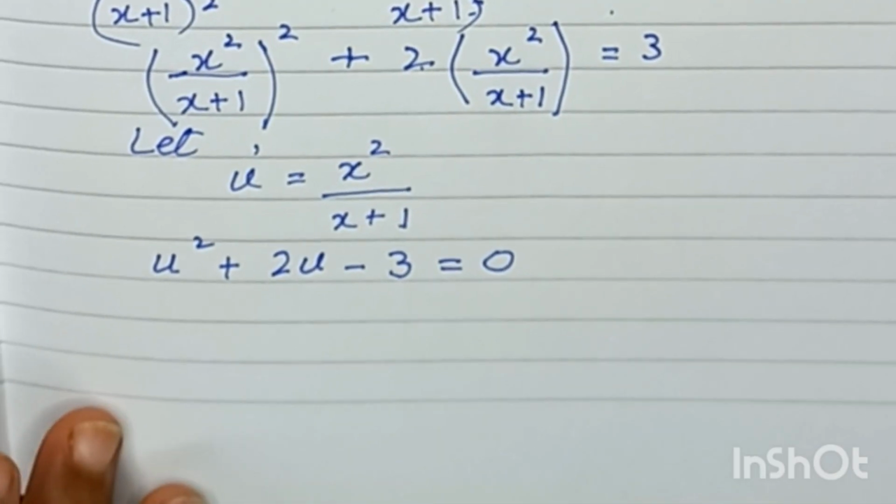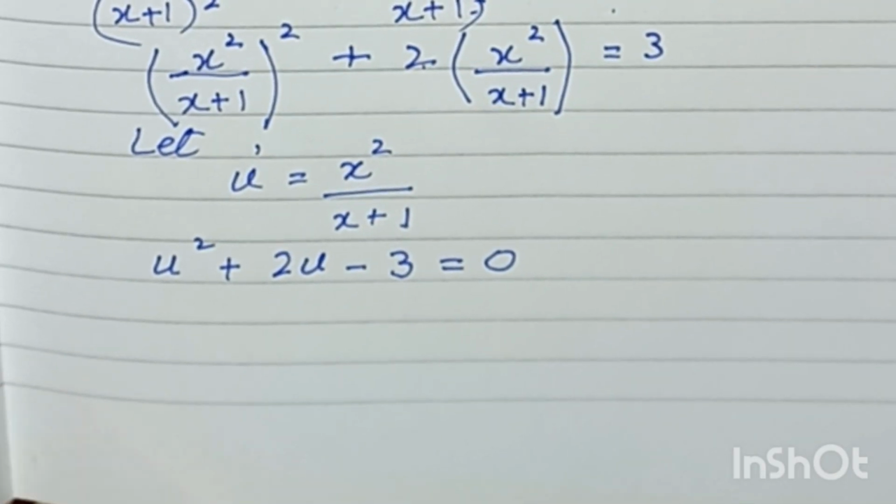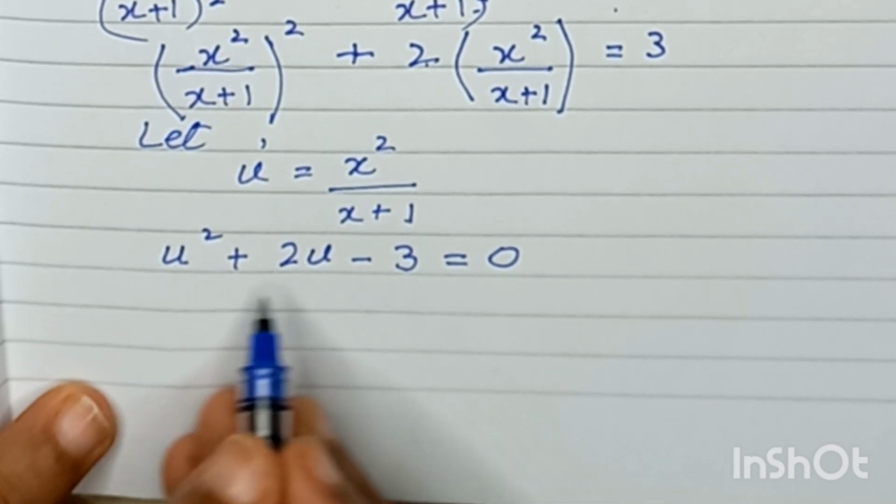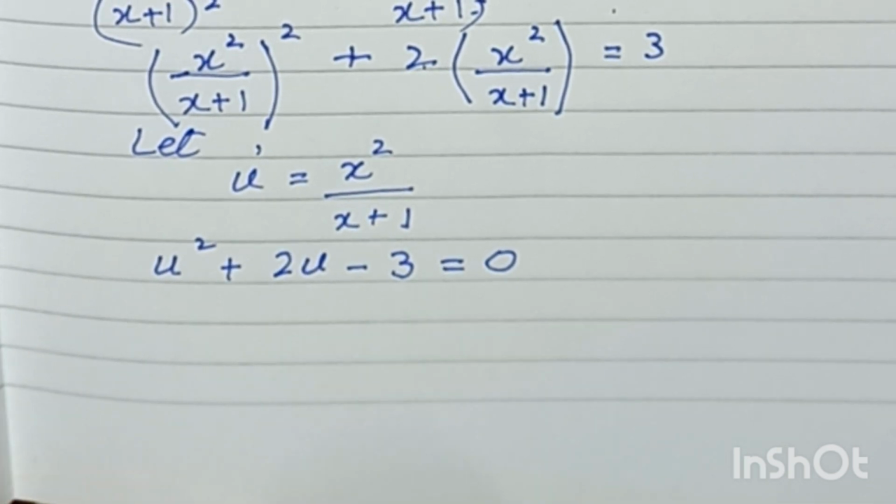Now it is a quadratic equation, so we will make its factors. The product should be equal to 3 and the sum should be equal to plus 2.